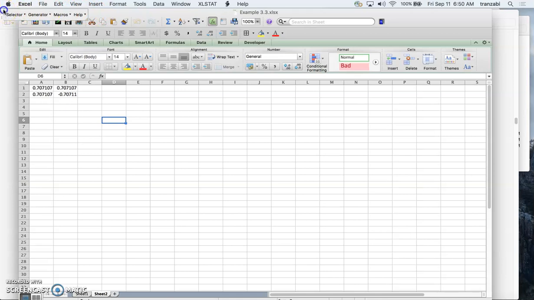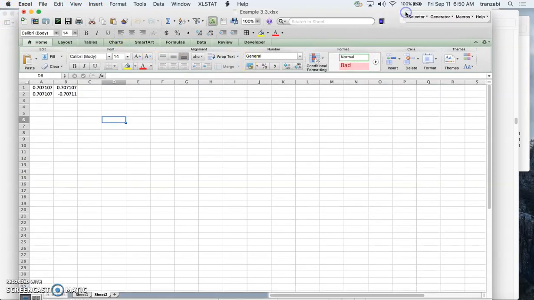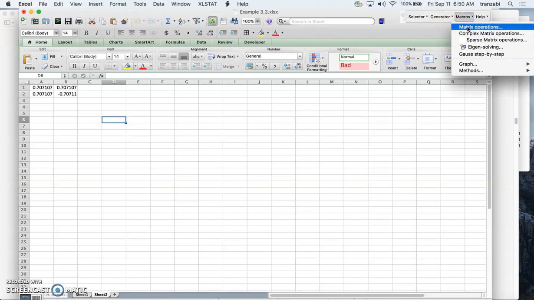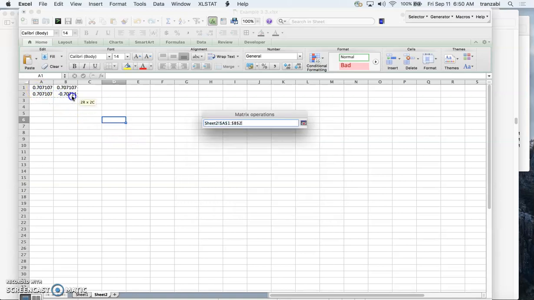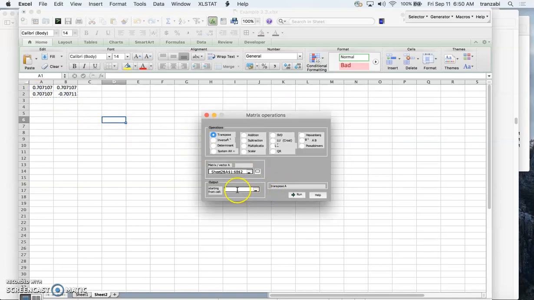I get this ribbon. I'm going to move the ribbon over here, and then I'm going to go to macros, matrix operations. I want to do the transpose. I'm going to click on the transpose, and then I introduce my original matrix here in this blank area. So I highlight this, and then the result would go to this cell. So I'm going to click on this blank cell, then on this blank area, and then on this blank cell. So this picks up the address for this cell. It's going to be here, and then run.